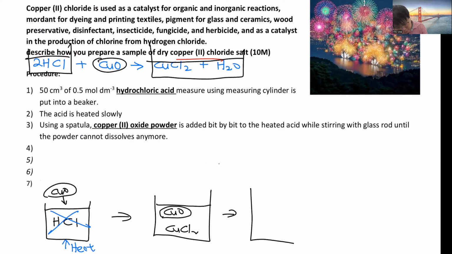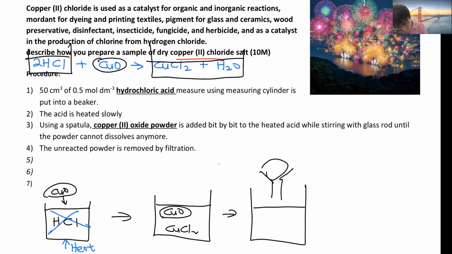Then how do you separate the solid and the solution? You use a filter. After you filter, the CuO will be on top, and the CuCl2 solution will be below. Then how do you take out the salt? Because CuCl2 is a soluble salt, how do you take it out?